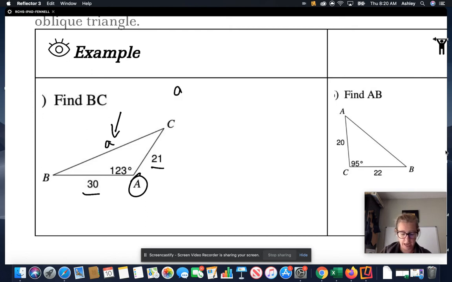So A squared, the side that we want to solve for, is going to be equal to the other two sides squared and added together. So order doesn't really matter because, again, we're adding.